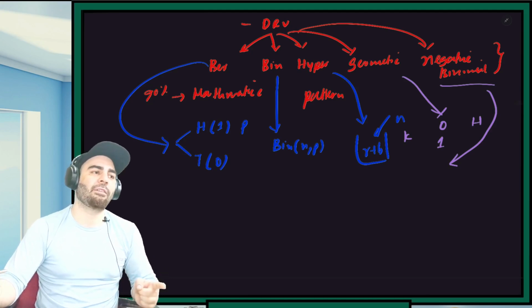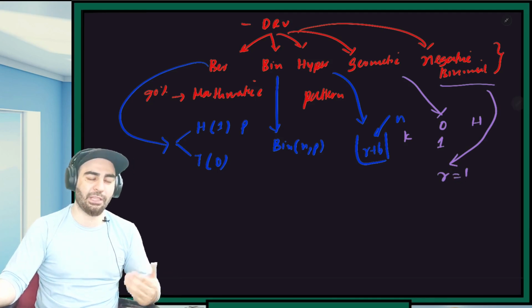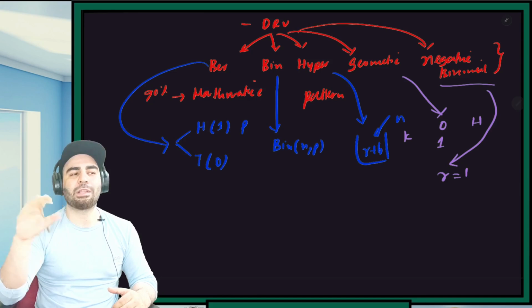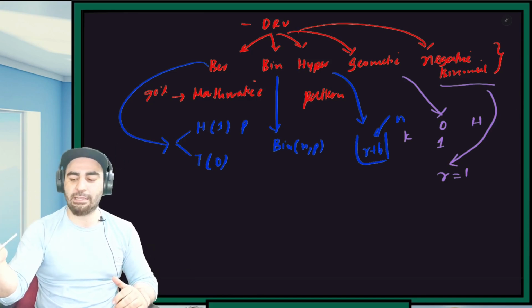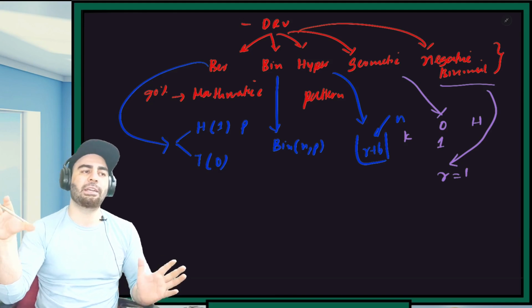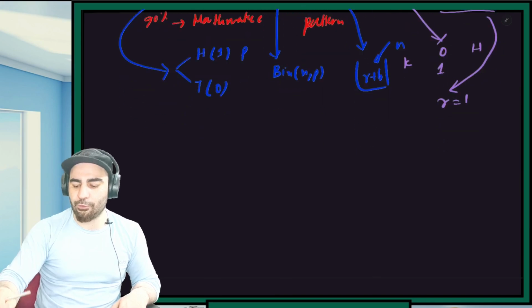Suppose you have only r equal to 1, that is, the number of successes is 1. It becomes a geometric random variable, because you are saying that you just want 1 success and you want to count the number of failures before that, or the number of trials before that. Similarly, if you have r equal to 2, 3, it is a generic geometric random variable. That means it is a negative binomial random variable.